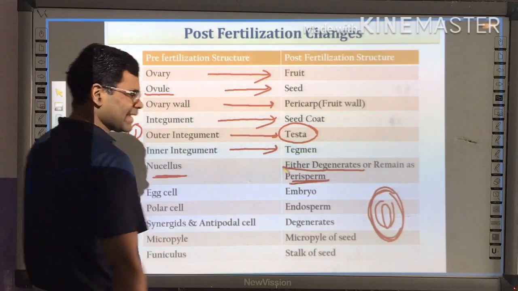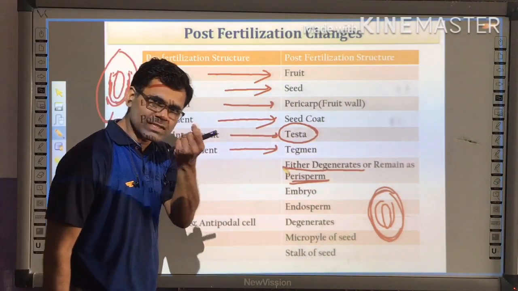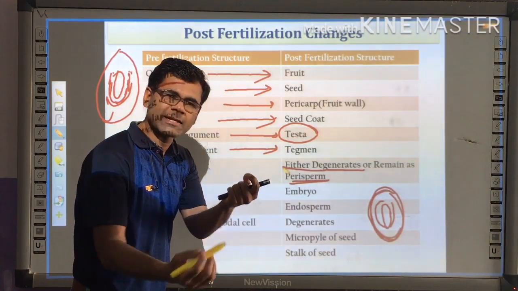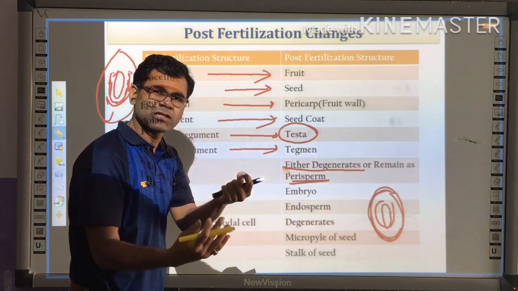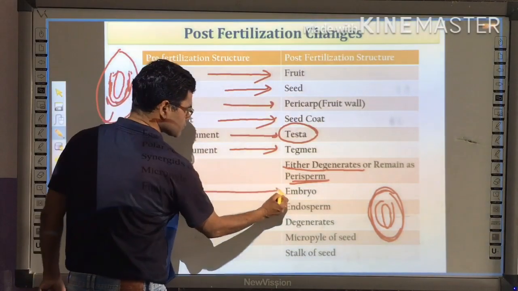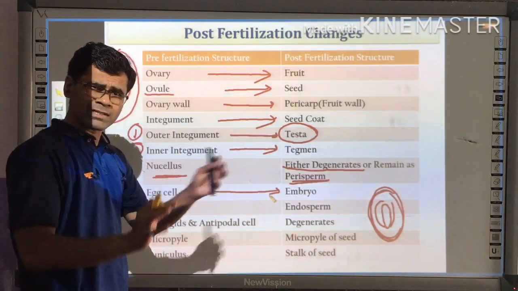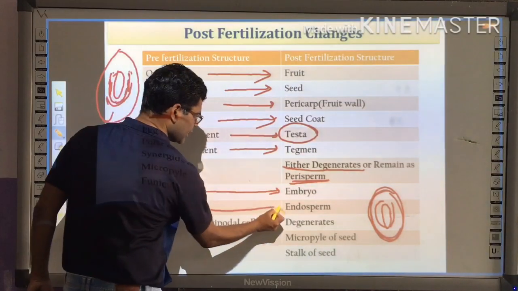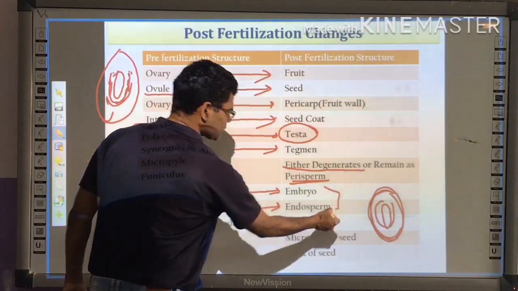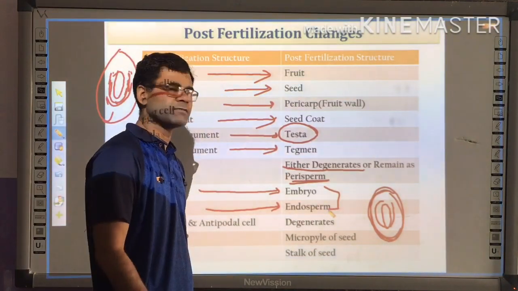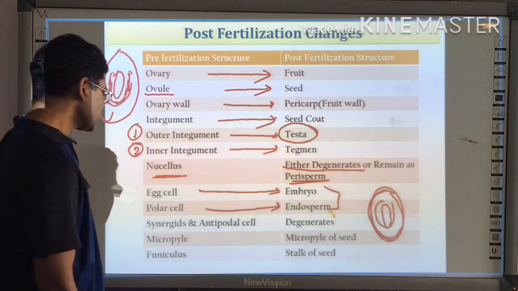Next one is the egg cell, that you know, one cell. After fertilization it converts to a zygote, and the zygote again undergoes multicellular division to form the embryo. The zygote modifies into the embryo. The polar cell modifies into the endosperm. I think these two parts we have discussed in a very elaborate way in my previous video, so you know about that.